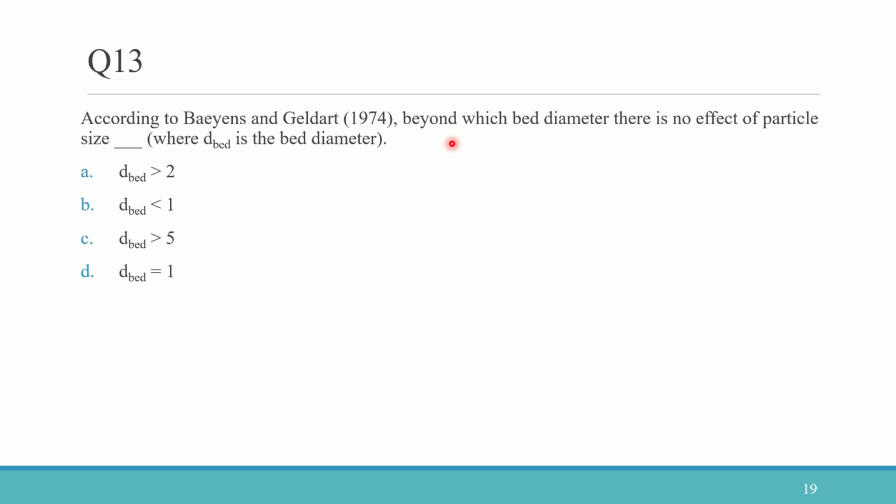In this it is mentioned that beyond a certain bed diameter there is no effect of particle size. So when the bed diameter is significantly larger, there is no effect of particle size. So option C is the right answer. D bed greater than 5 is the right answer. This is according to Baeyens and Geldart 1974. So the right answer is D bed is greater than 5, where D bed is the bed diameter. And that is question 13. Now let us go to question 14.